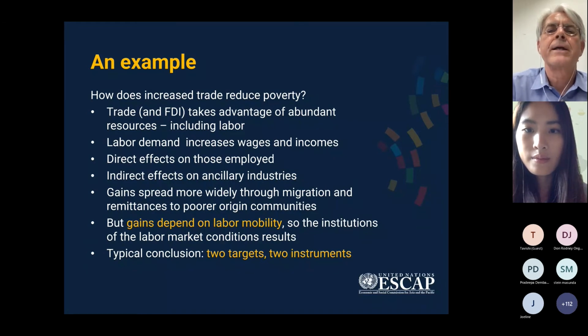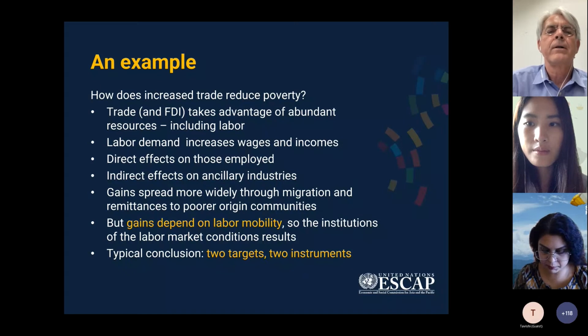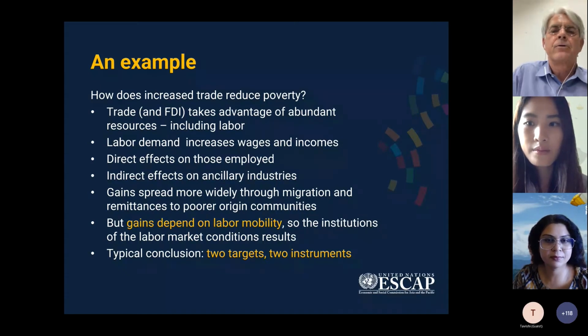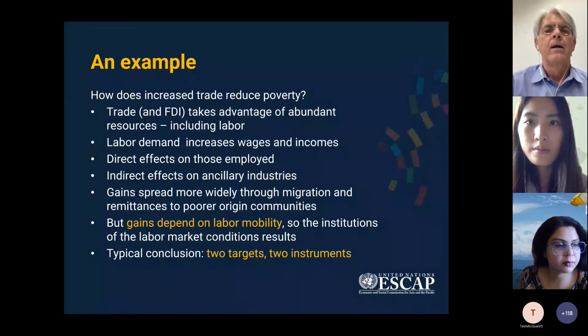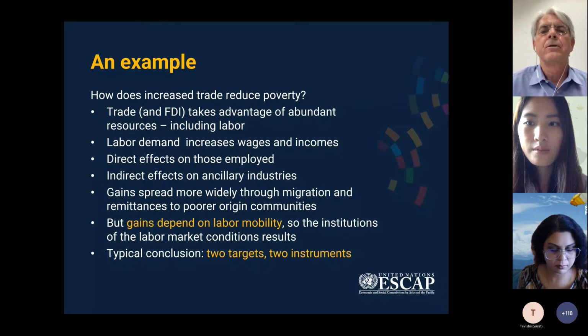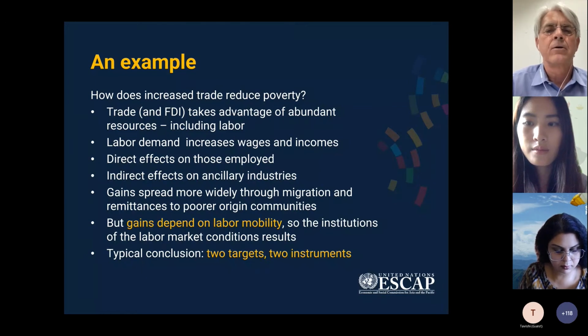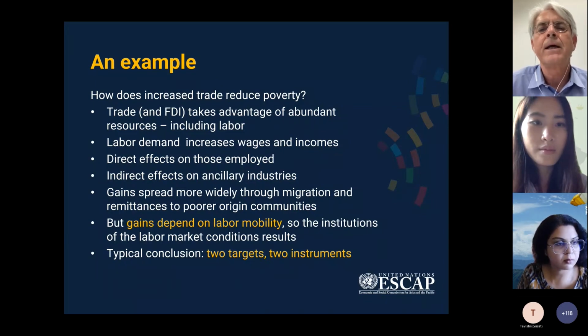Okay, so how does trade reduce poverty? Well, the sequence of connections goes like this. Trade, or trade and foreign direct investment, takes advantage of abundant resources in an economy, and in many developing economies, that includes labor. Now, if we have more trade or more FDI, then we know that that will increase labor demand, and in turn, that will increase the wages earned by each of the workers in the economy and the incomes of owners of labor.